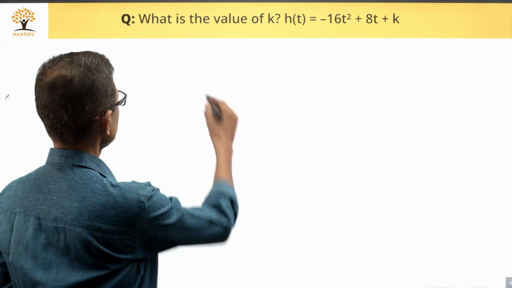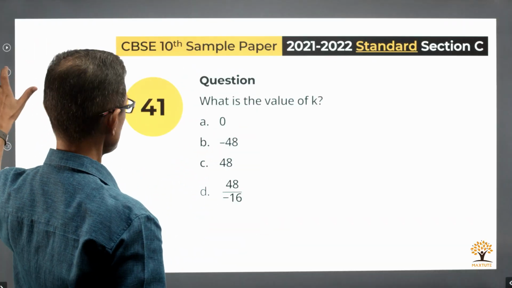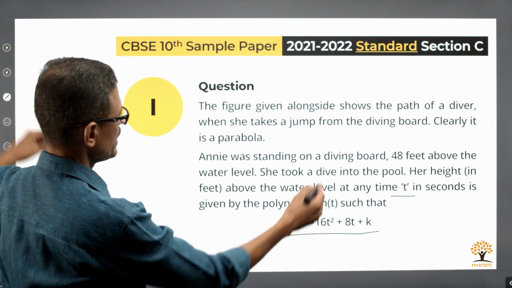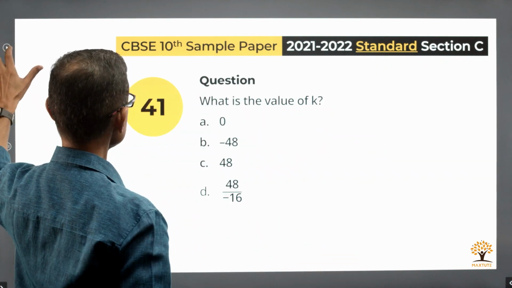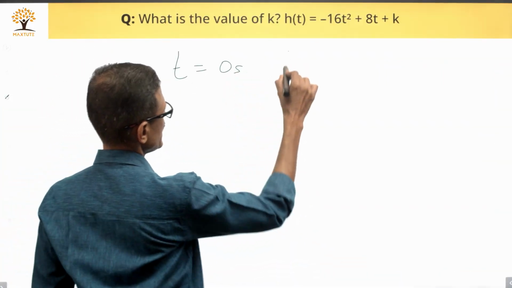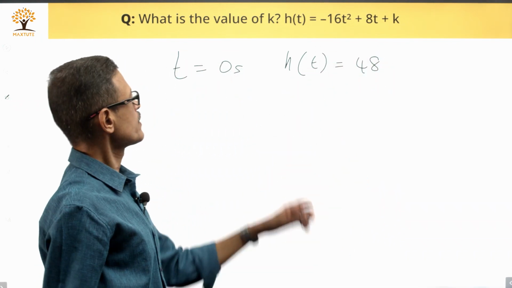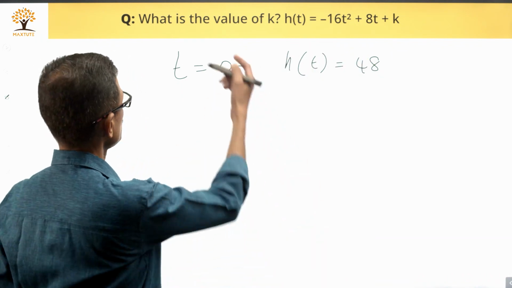Look at it at time t equal to 0 seconds. That's when she is going to be at the topmost place, where she is when she is starting. At that point in time, we know that she is 48 feet above the water level. So, at t is equal to 0 seconds, h of t is equal to 48. We are going to substitute h of t is equal to 48 and t is equal to 0 and compute the value of k, which is what the question asks.